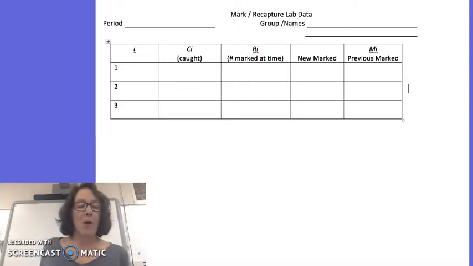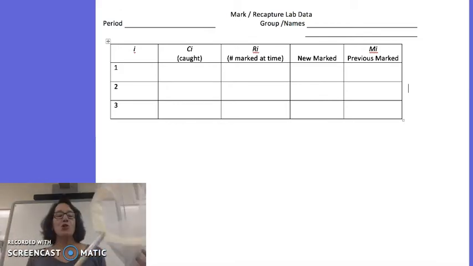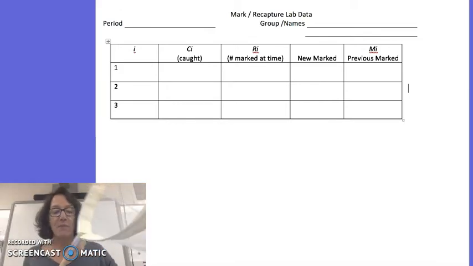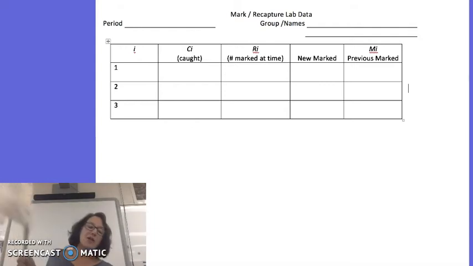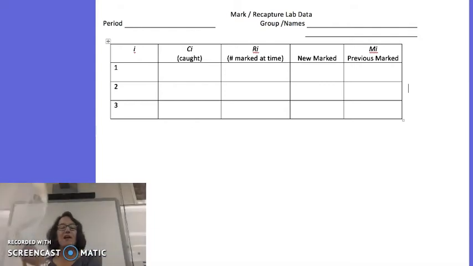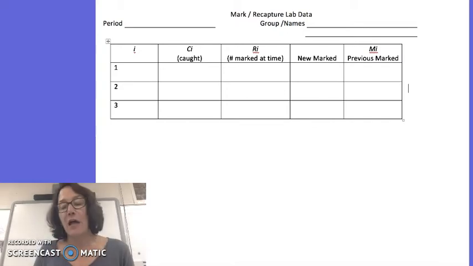Let's talk a little bit about procedure. Each group of 4 will have one person sweeping. This is your sweep net, and you will simply go through the grassy area, sweeping along the grass to see how many crickets you can collect.